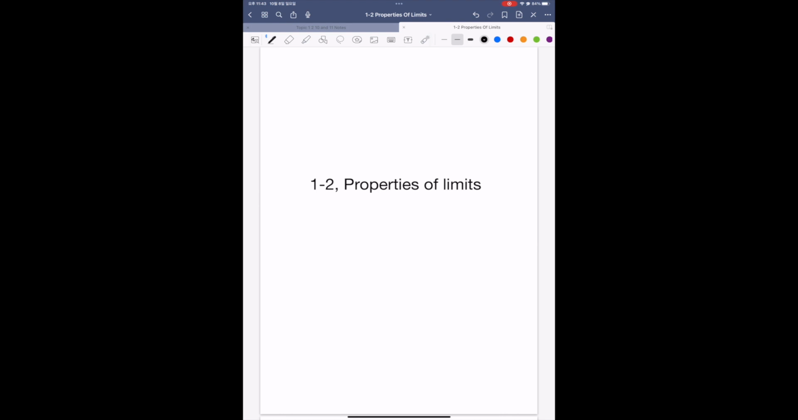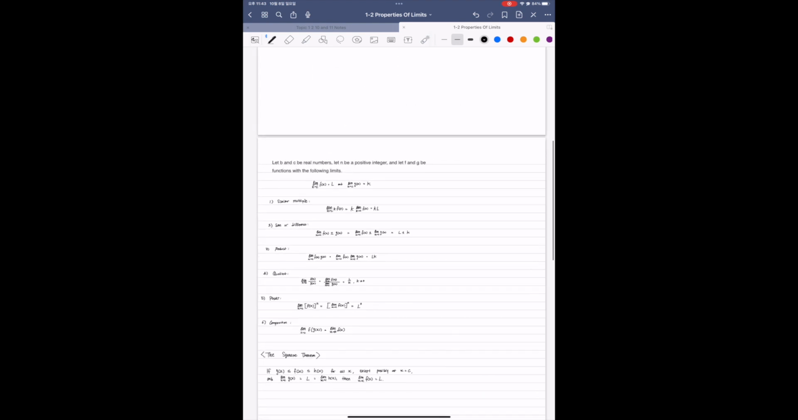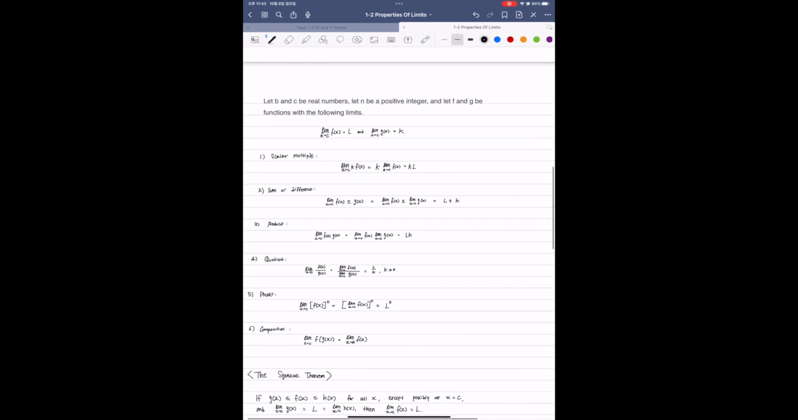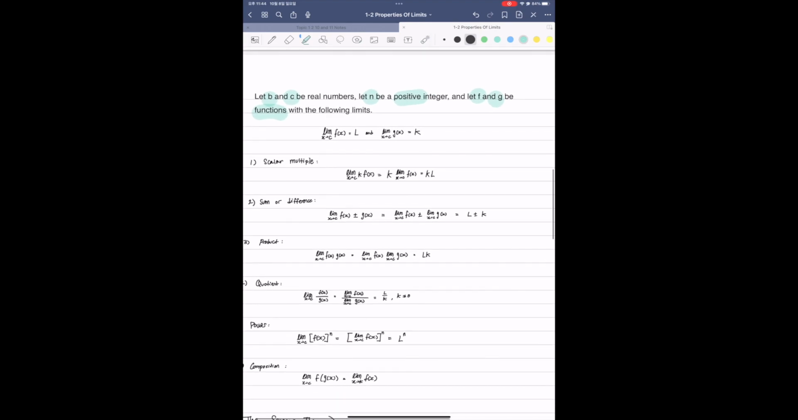Today we're going to start off our new section 1-2, which is properties of limits. Properties of limits. So let b and c be real numbers, let n be a positive integer, and let f and g be functions with the following limits. So the limit of f(x) will be L, and the limit of g(x) will be K.